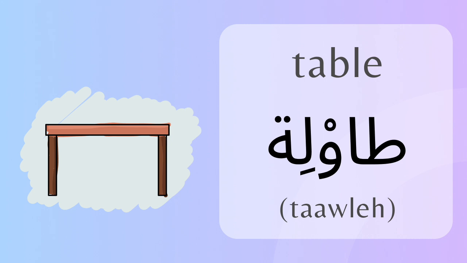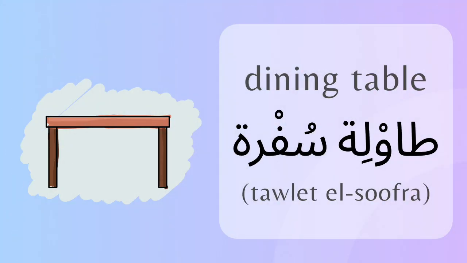Table. طاولة. If we want to specify a dining table, we could also say طاولة سفرة. This is a combination of two words. The first one is طاولة, which means the table of. Sufra refers to the spread of food or the spread of a meal. So together the two words mean the table for the spread of food.